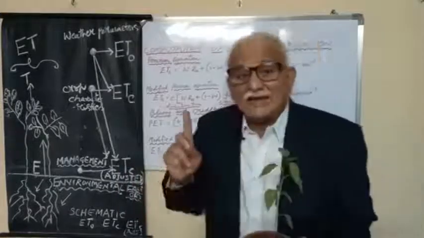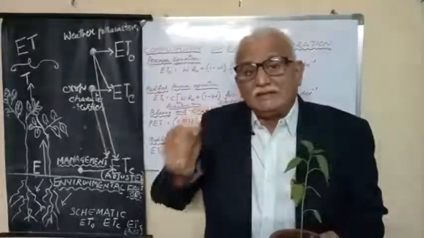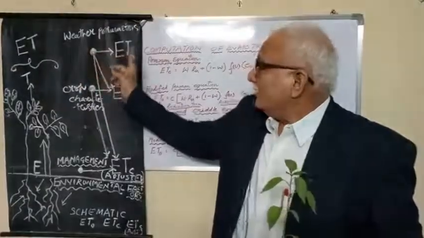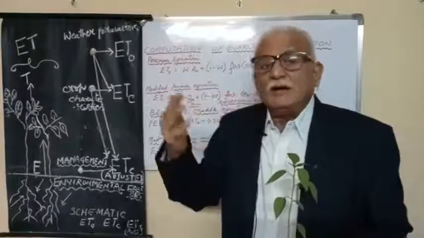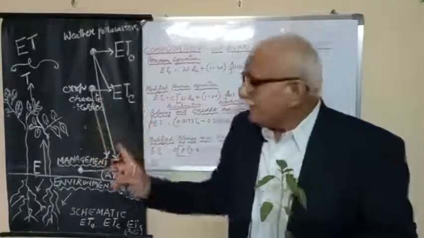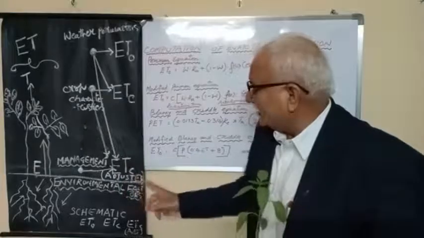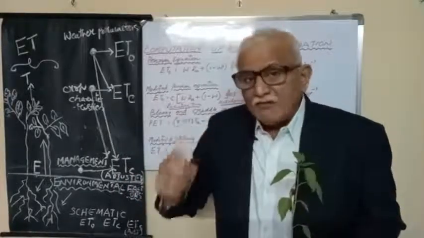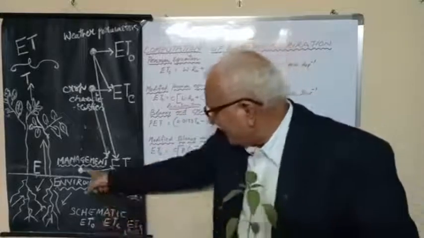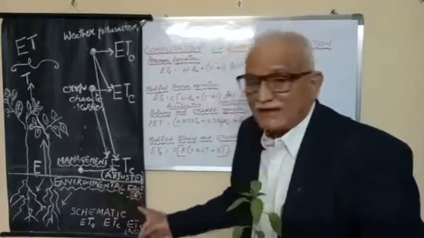What is ETc adjusted? Once again I would like to say, first ETo, the reference crop evapotranspiration, we get from these methods. Then we multiply it with the crop coefficient. Then ETc adjusted we also take. What is ETc adjusted? We give enough weightage to the management practices and environmental factors here.